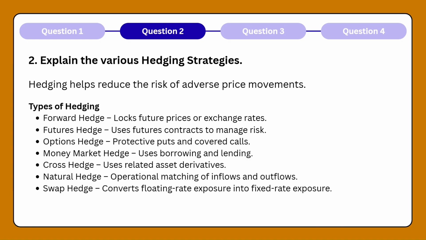2. Explain the various hedging strategies. Hedging reduces risk of adverse price movements using offsetting positions. Strategies include forward contract hedge to lock future exchange rates, futures hedge using exchange-traded contracts for short or long hedge, options hedge using protective puts or covered calls for downside protection, money market hedge using borrowing and lending without derivatives, cross hedge using related asset derivatives when direct instrument is unavailable, natural hedge through operational structure, swap hedge to convert floating to fixed rate exposure.